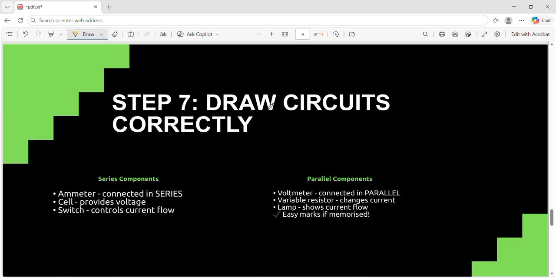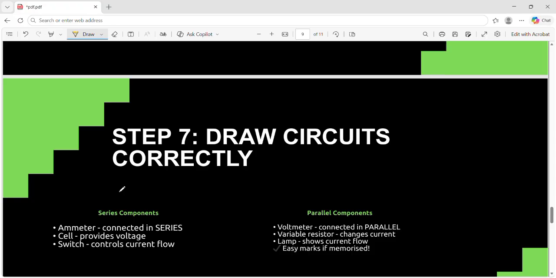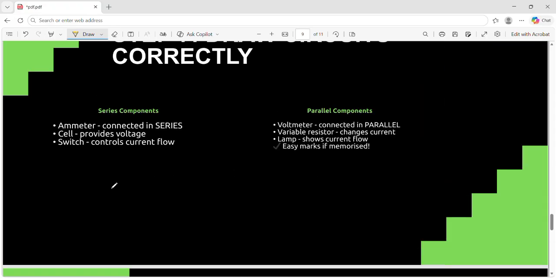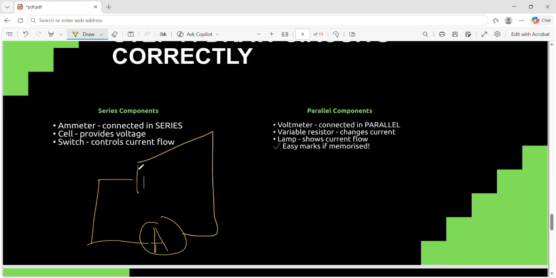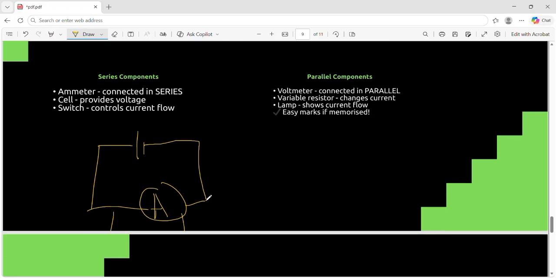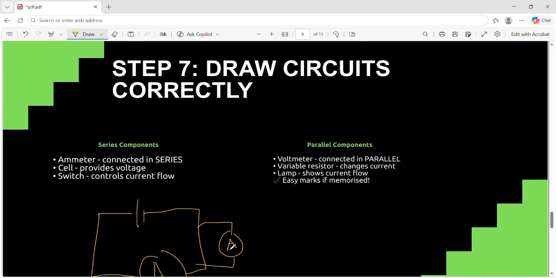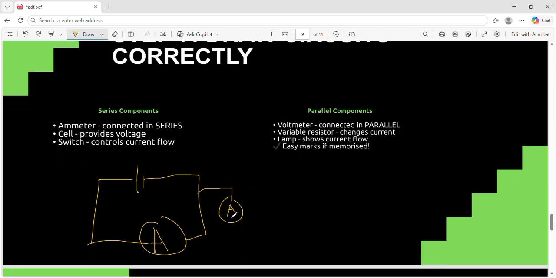Then finally, draw the circuits correctly. For example, if they ask you to draw the ammeter, then the ammeter will be in series, right? Oh, my bad. Yeah, okay. You can't draw an ammeter like this or like this. You can't draw something like this. But the voltmeter in parallel you have to draw like this, right?